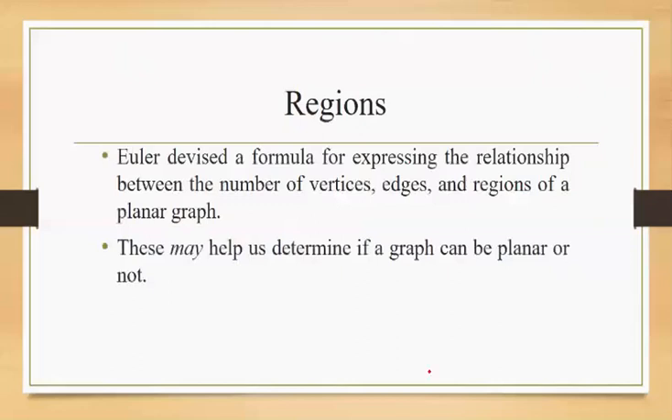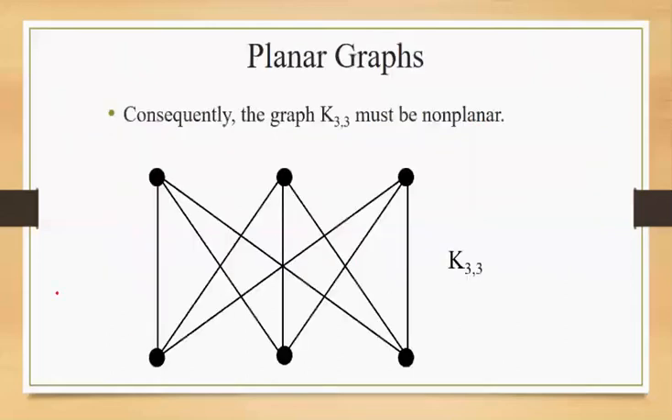Now Euler devised a formula for expressing the relationship between the number of vertices, edges and regions of a graph. This may help us determine whether a graph is planar or not. So even Euler's formula can be useful in determining whether the graph is planar. R will be equal to E minus V plus 2.